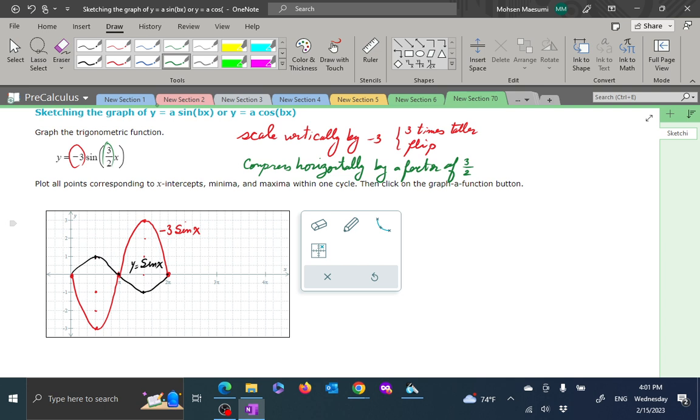So if I count how many blocks I have here, from 0 to pi I have 6 blocks. What is 2/3 of that? 2/3 of that will be 4 blocks. So the next crossover is going to happen here. Up to 2 pi I have 12 blocks. 2/3 of that will be 8 blocks. So I'll be here. So these are my x-intercepts. How about the minima? Where's the minima? Well, this is the minimum. 2/3 of that will be here. Up to this point we have 6. 2/3 of that will be 4. So our picture is going to go down like this, come up.